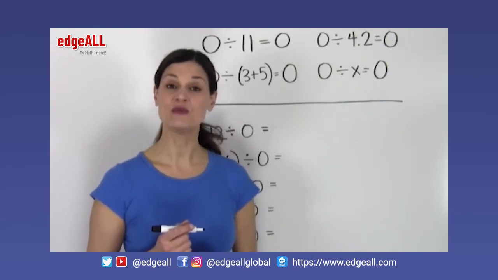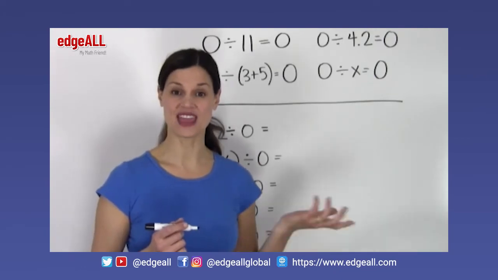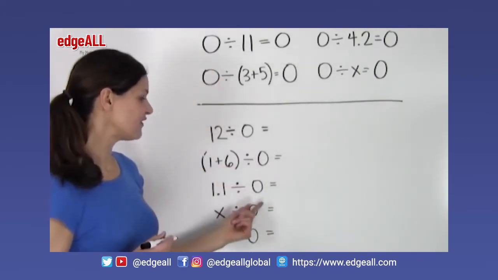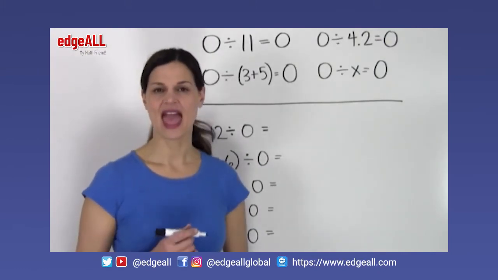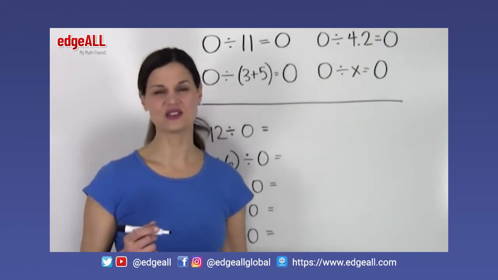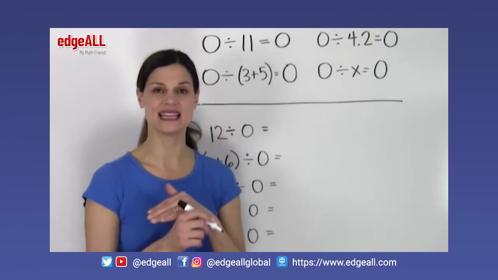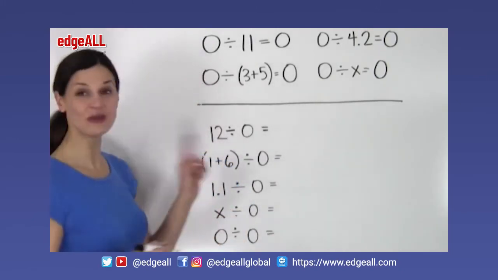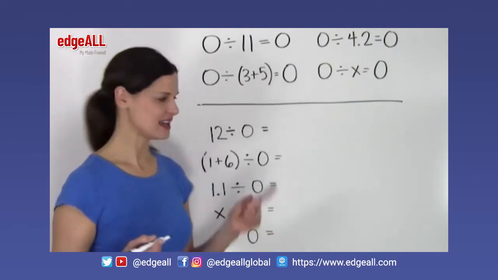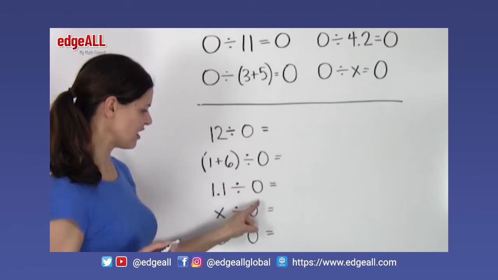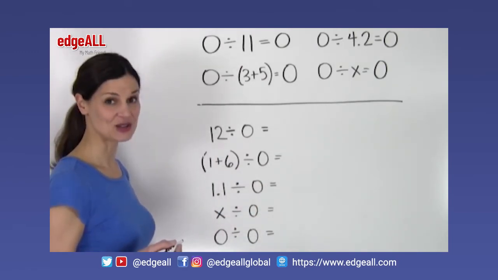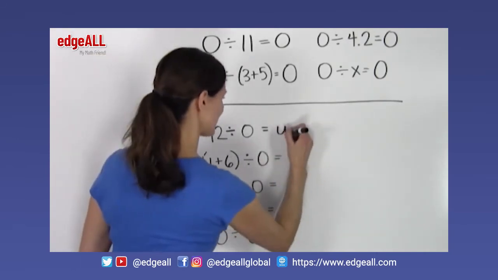In math, we refer to the quotient, or the answer, of an equation with 0 as the divisor, as undefined. So we don't even say that the answer is 0 or nothing. We say it is undefined, and we actually write that word as our answer, or as our quotient. So if the divisor is 0, no matter what the dividend is, my answer is going to be undefined.